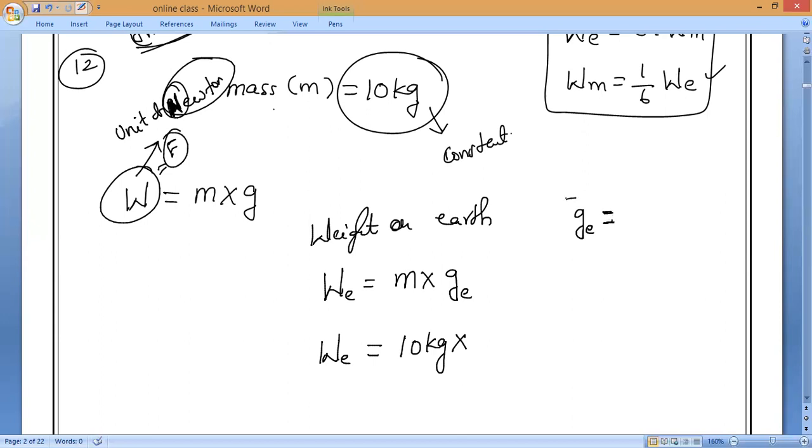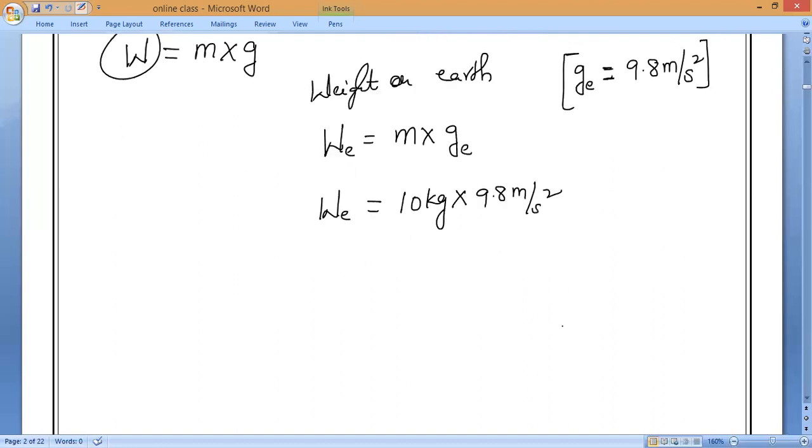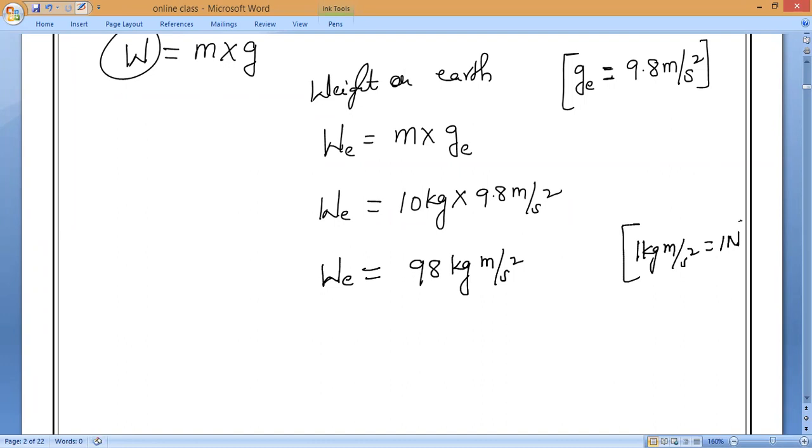The value of acceleration due to gravity of earth is 9.8 meter per second square. If you substitute, 10 into 9.8 is equal to 98 kilogram meter per second square. And we know 1 kilogram meter per second square is 1 newton. So the answer is 98 newtons.